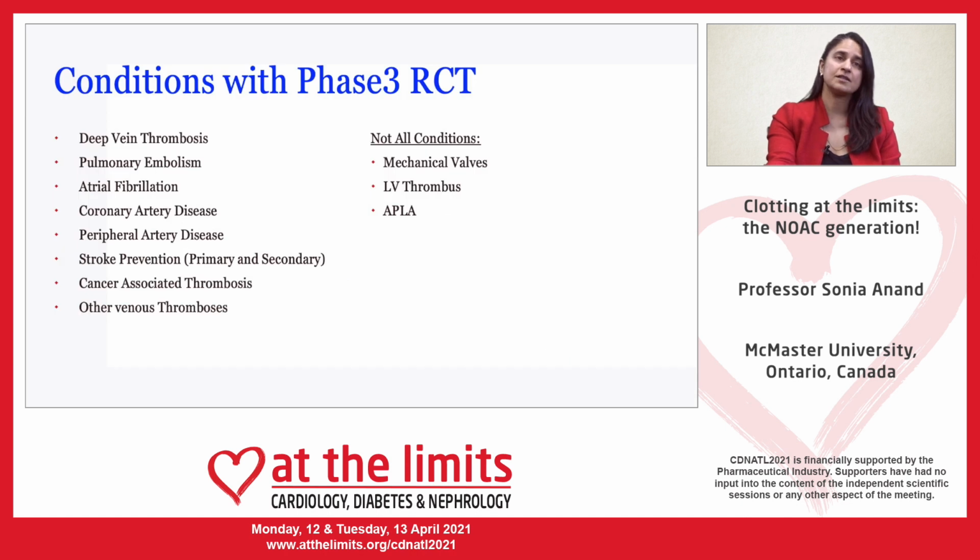And the conditions that we have Phase 3 randomized trials to help us treat with direct oral anticoagulants include deep vein thrombosis, pulmonary embolism, atrial fibrillation, coronary artery disease, peripheral artery disease, stroke prevention, cancer-associated thrombosis, and other venous thromboses.